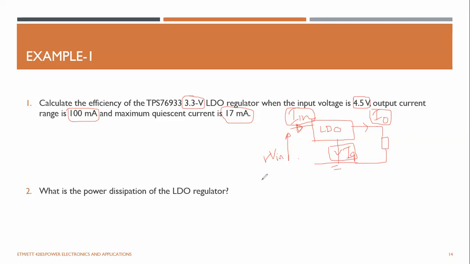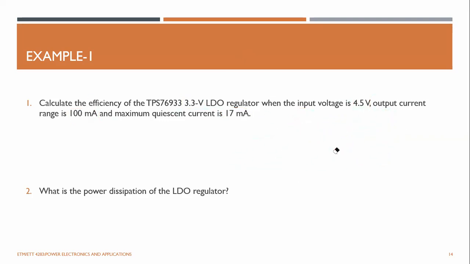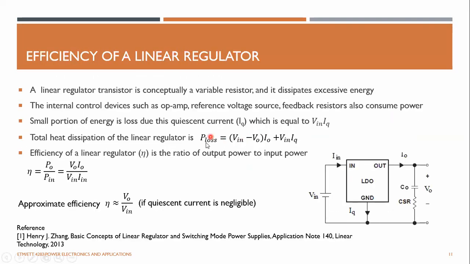And the power dissipation of the LDO is the total power loss across this resistor as well as your control circuit. So you can use simply this equation here. The power loss is the difference between the input and output voltages times the output load current, plus the quiescent current times the supply voltage. This gives you the heat dissipation across the linear regulator.